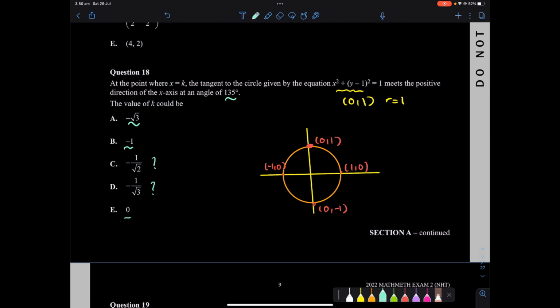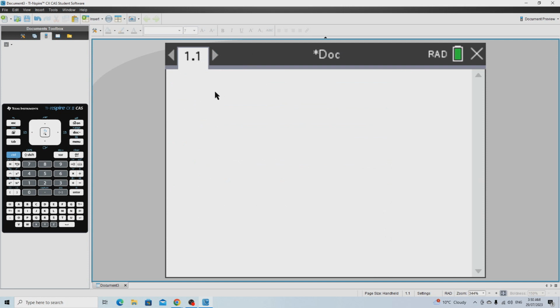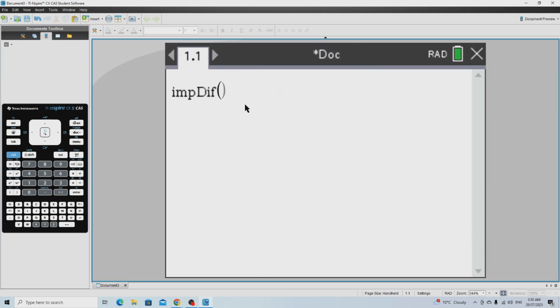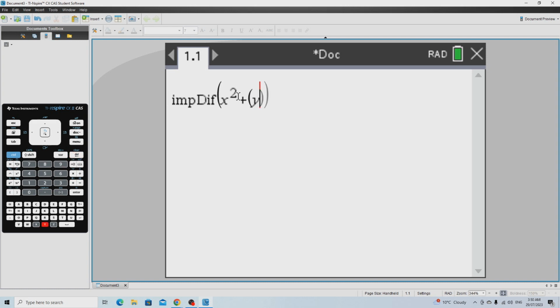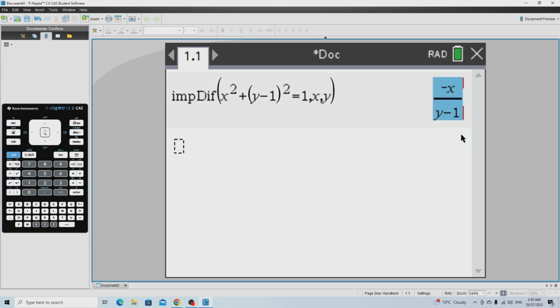One way to check is, let's look at how I'm going to check if they are right. What I'm going to do is go on my calculator, press Control N, go on menu, go on calculus, and go down to implicit differentiation, because we have the equation x squared plus (y minus 1) squared is equal to 1, with x comma y. So we get this. That's your derivative.